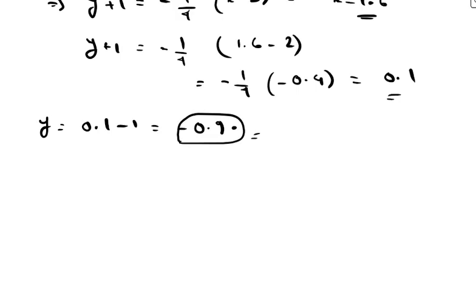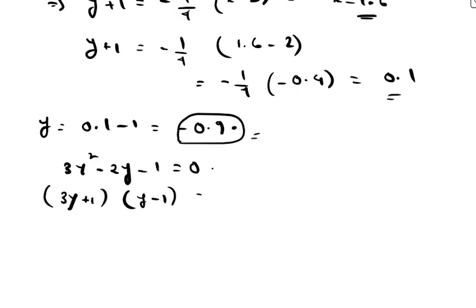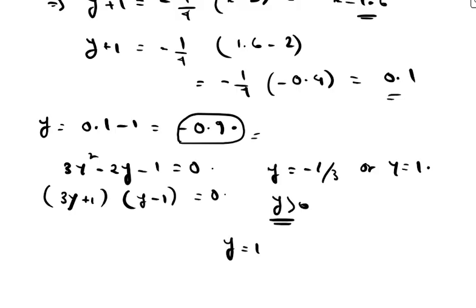Okay, now come to part C. For x greater than 0 and y greater than 0, the tangent is vertical. Vertical tangent means dy/dx is undefined. That happens when the denominator is equal to 0. So set 3y squared minus 2y minus 1 equal to 0. Now factor: (3y plus 1) into (y minus 1) is equal to 0. So y is equal to minus 1 by 3 or y is equal to 1. Since the question says y greater than 0, we get y is equal to 1. So this is the final answer for part C.